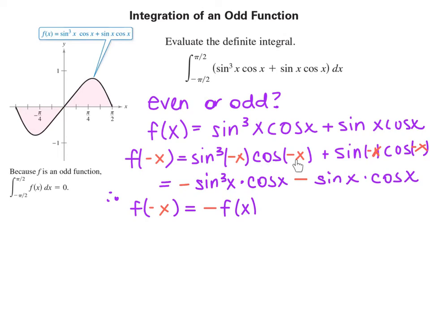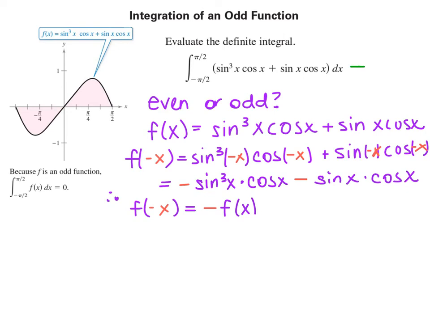So if you plug in cosine of negative x, that becomes positive cosine of x. And so every other trig function other than cosine and secant are odd, so it negates the function when you plug in a negative x. So this ends up being f of negative x is equal to negative f of x. Therefore, this function is odd, and I can already tell you what this answer is going to be from the last slide.